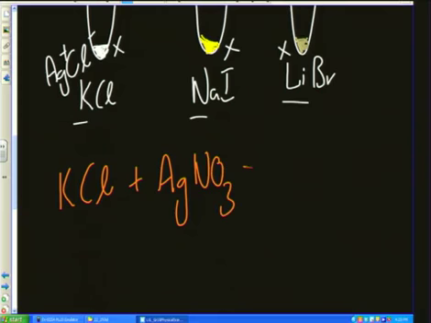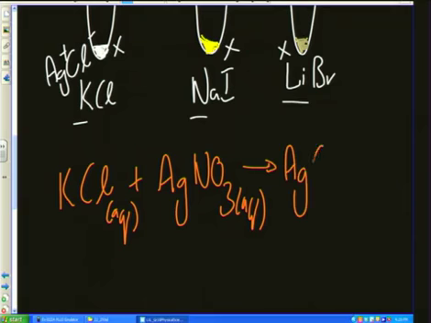What are we going to be producing? We know that these were in aqueous solution. That was aqueous. What are we going to produce? We're going to produce silver chloride. Valencies are the same. Silver is +1, chloride is -1, but they form a solid. And what's the other stuff that's still left in aqueous solution?